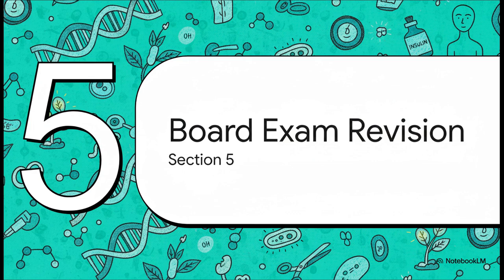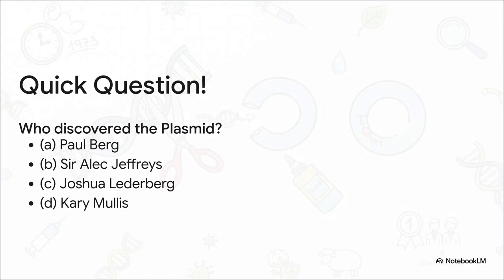So now, it's time for a quick fire question round. This is just to check your knowledge and get you all set for those objective questions in the exam. Are you ready? Let's go. All right, here's your question. It's a classic one. Who discovered the plasmid? Remember our little delivery van. Is the answer A, Paul Berg, B, Sir Alec Jeffreys, C, Joshua Lederberg, or D, Kary Mullis? Take a second, think about it.